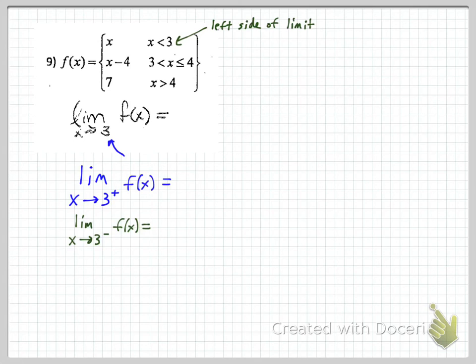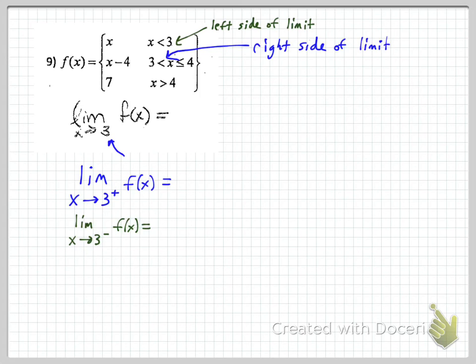Often I like to draw these out, but if you can do this without drawing this out, that will save you some time. So picture with me, x is less than 3. That's going to be the left side of our limit. Right here, it says x is between 3 and 4. That means that's the part that is greater than 3. So this is the part of the function which is on the right side of our limit, the x value of 3.